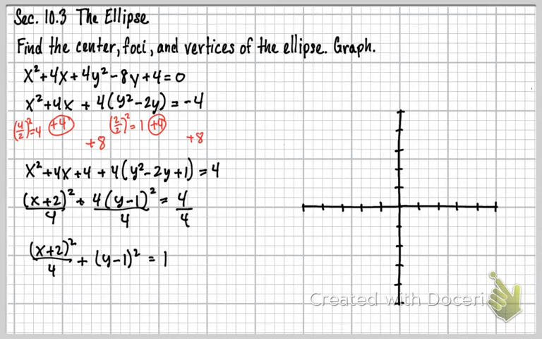And this told us to find the center, foci, and vertices of the ellipse and then graph this thing. All right, so we do have some information here for us now. So let's kind of get all that information together.